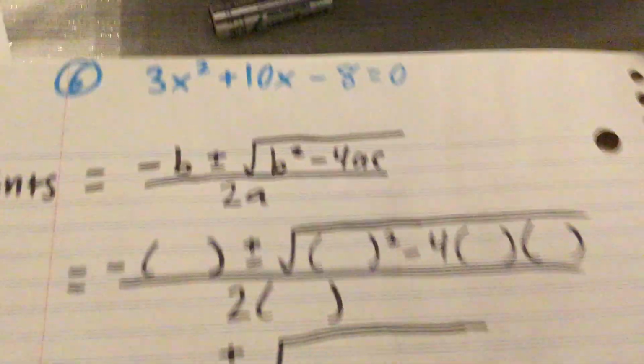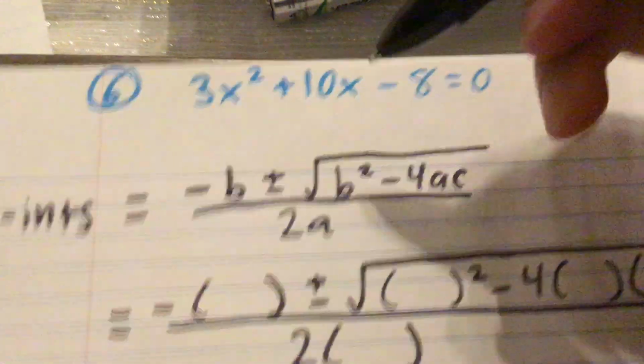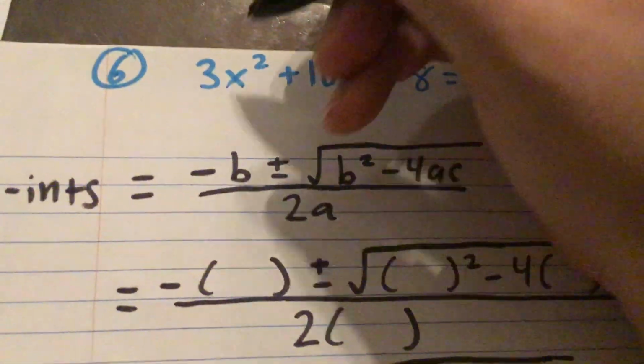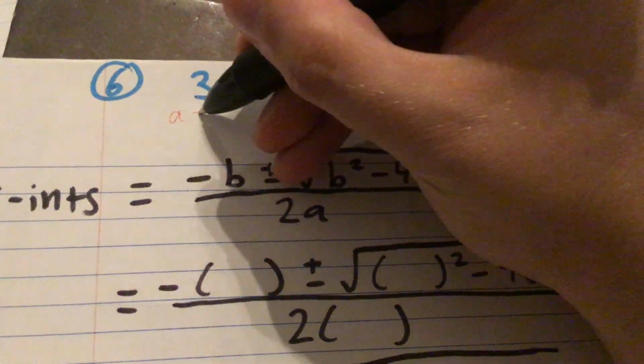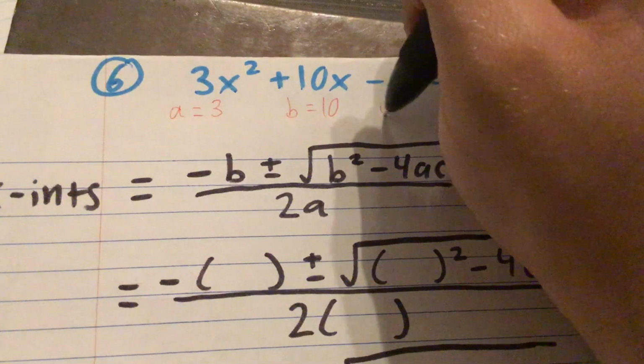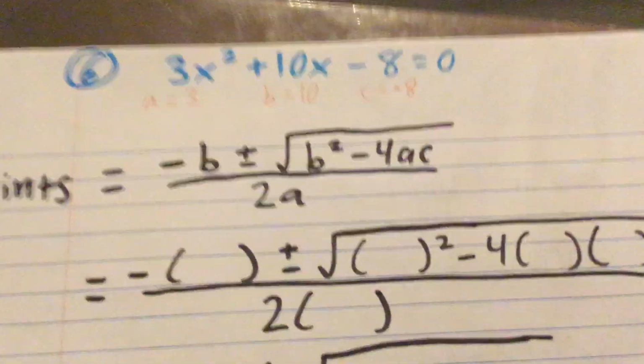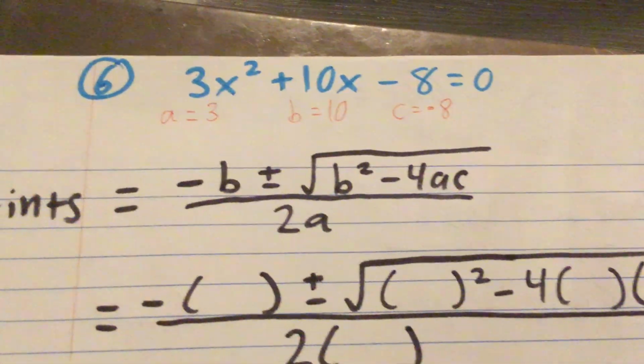Okay, but what if that was too hard for you? I like the quadratic formula because it's literally, hey, here's this really complicated formula, but if you know your a, b, and c, it's not that bad. A is equal to 3, b is equal to 10, and c is equal to negative 8. 3x squared plus 10x minus 8 is equal to 0.